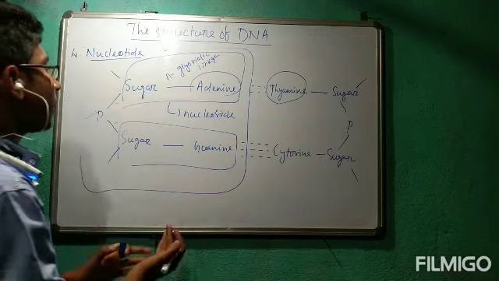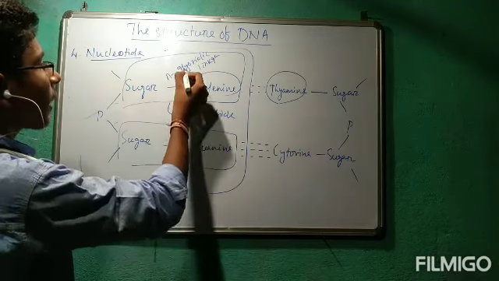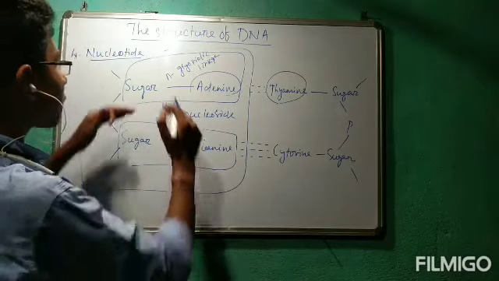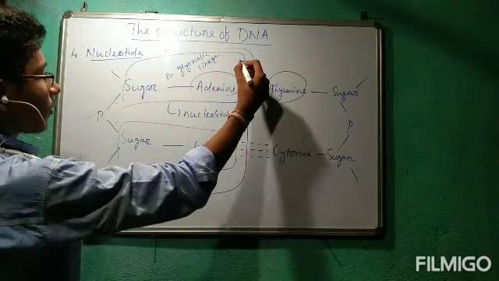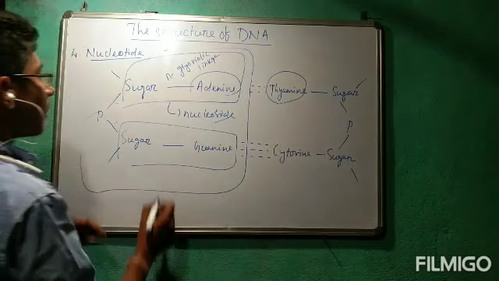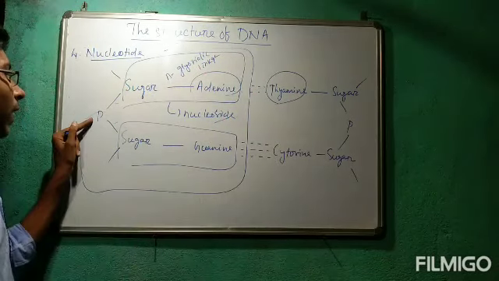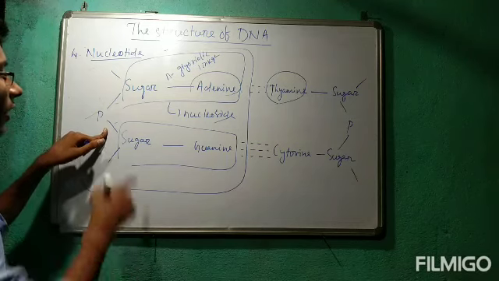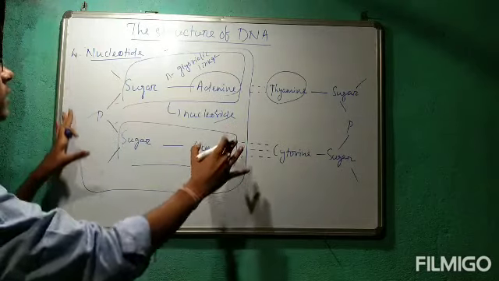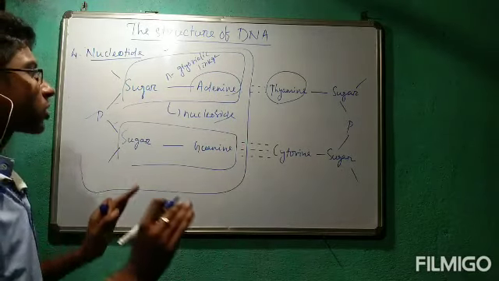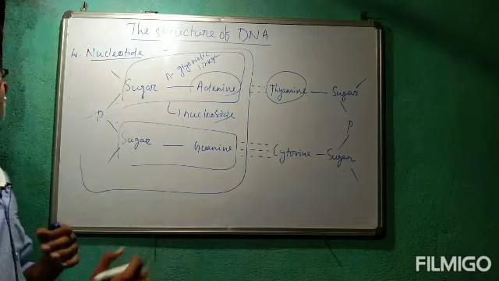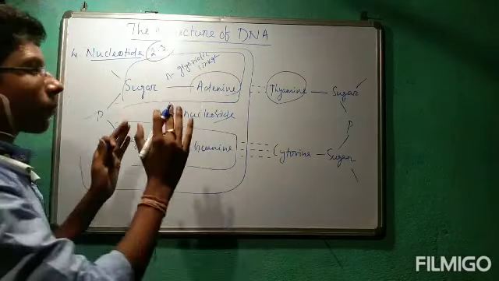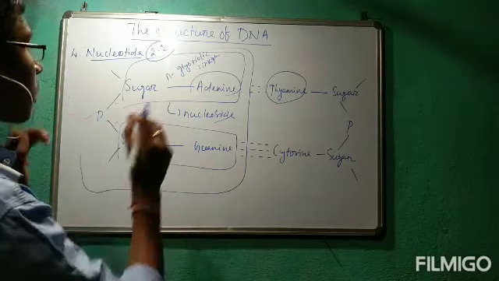I tell again: when sugar is connected by N-glycosidic linkage with a nitrogenous base, that means ATGC, this part is called nucleoside. When two nucleosides are connected by a phosphate group by phosphodiester bond, then this whole structure is called nucleotide. Most important question: nucleotide comes in the exam as a short note, that means a 2.5 marks question. Don't forget this part.